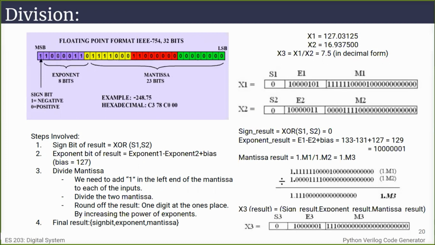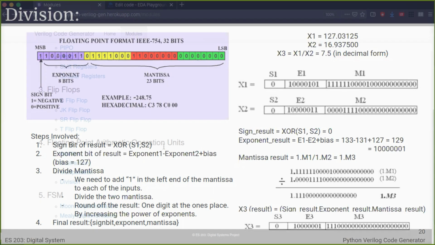Then for the division part, we will separate the two mantissas from the IEEE format and divide them. Again, if the number is greater than 2, we would normalize the result, but in most cases it would be less than 2. The final result can be expressed in the form sign bit, exponent, mantissa, as we did in multiplication.